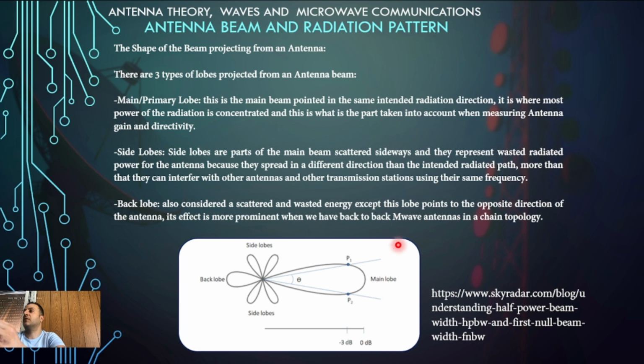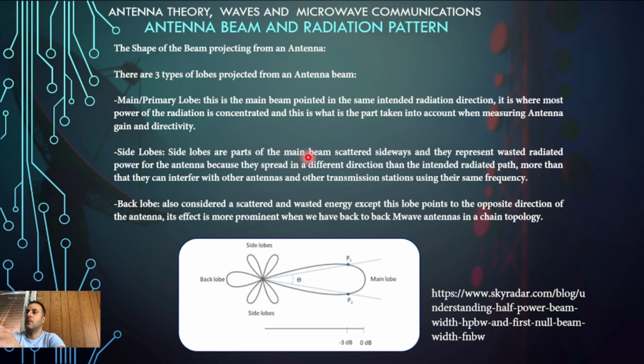We try to make this main lobe as large as possible in a way to reduce the other lobes. This is where we know why. Because this main lobe is the only one taken into account when measuring antenna gain and directivity. This is the useful radiated beam. The part of waves that are being used for the transmission and the communication are the ones belonging to the main lobe. Next, the side lobes.